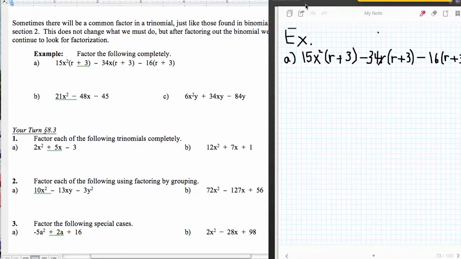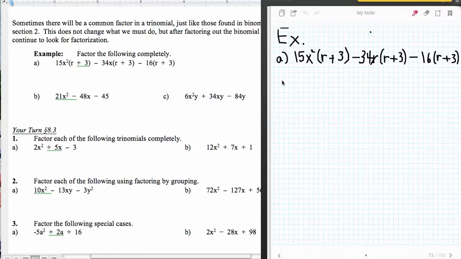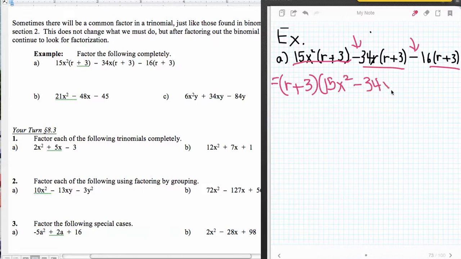Right, with this next one, what we have going on here for factoring when the leading coefficient isn't 1 is remembering that sometimes we have a GCF. So we have to first of all be able to see that we have 1, 2, and 3 terms here. And in all three of these terms, I have an r plus 3 in common. So I'm going to take that r plus 3 out, and that's going to leave me with a 15x squared, and then a minus 34x, and then a minus 16.